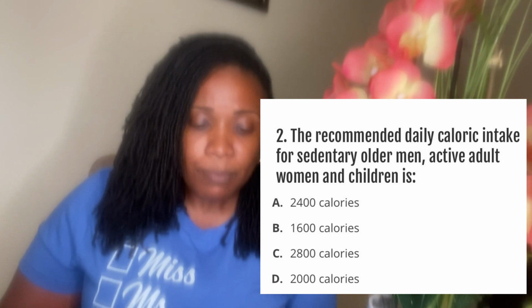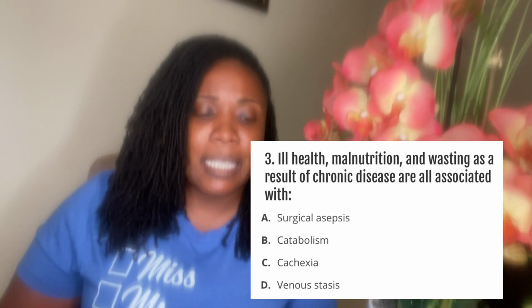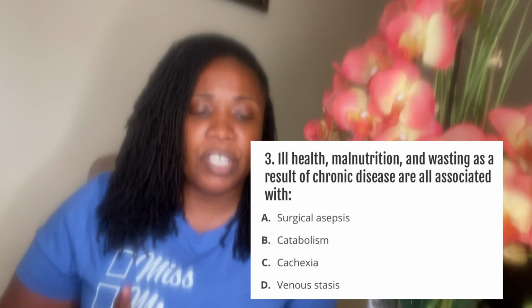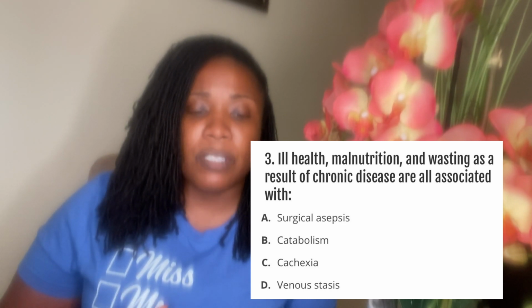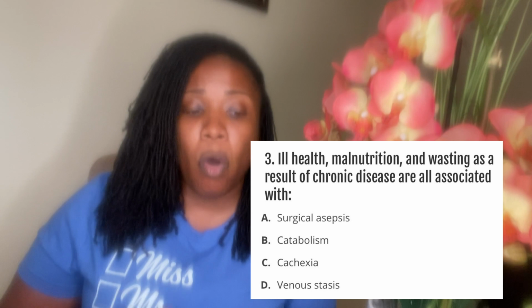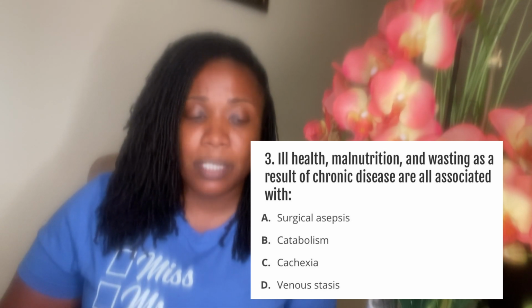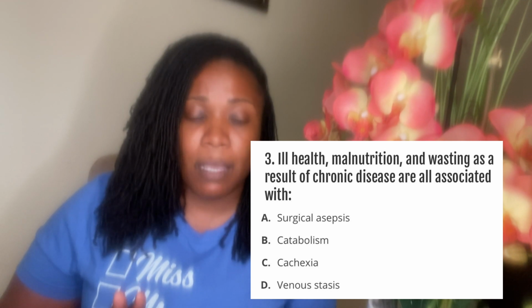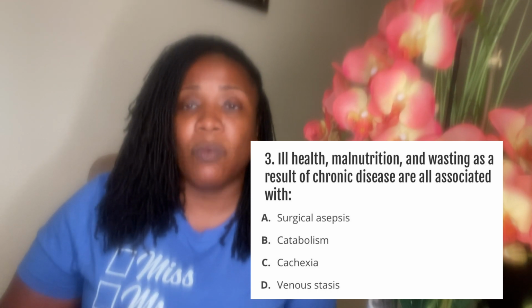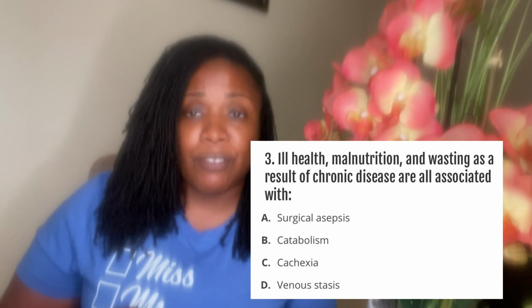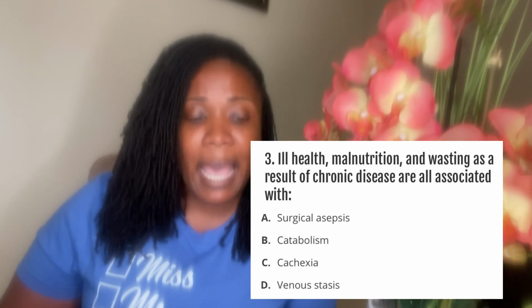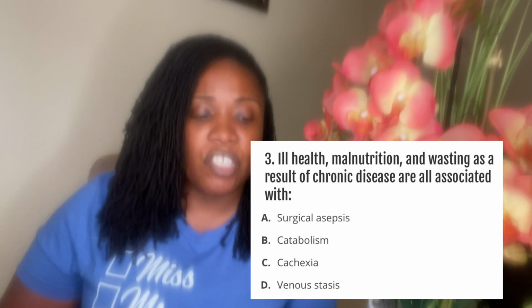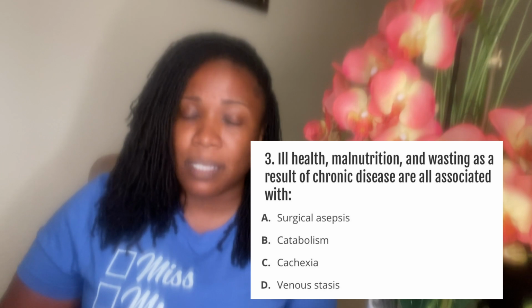Okay. Number 3 says ill health, malnutrition, and wasting as a result of chronic disease are all associated with what? Ill health, malnutrition, and wasting are all associated with what? We have surgical asepsis, we have catabolism, we have cachexia, we have venostasis.